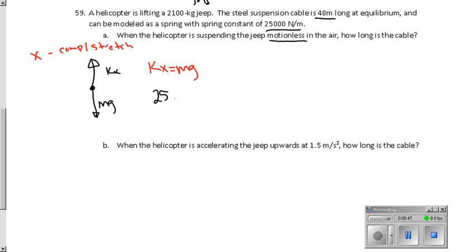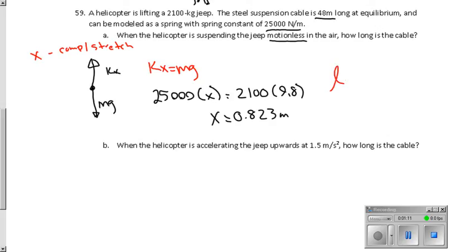So we plug in 25,000 times our x, and that's going to equal 2,100 times 9.8. And if we just do a quick calculation with that, that gives us a stretch distance, and it's going to stretch because we're pulling down on it, of 0.823 meters, which means our total length is going to be equal to 48.823 meters.